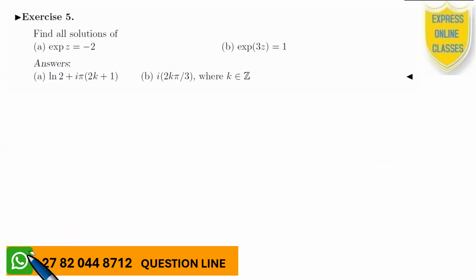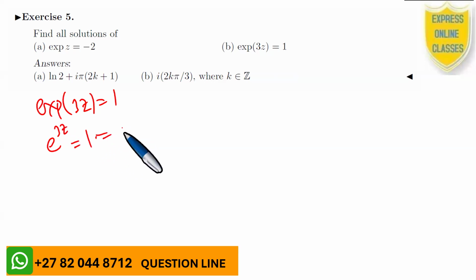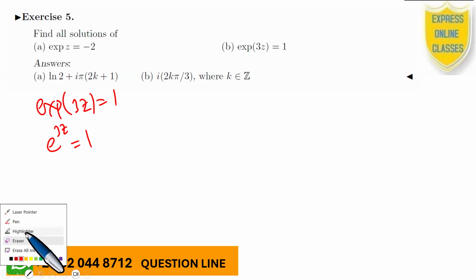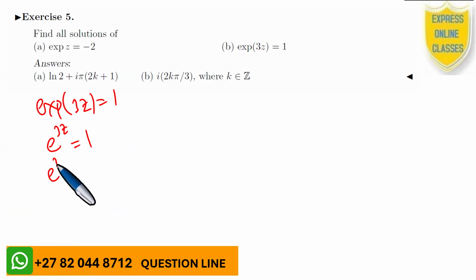Let us look at the next one. Looking at the exponential of 3z equals 1. It's like e to the power 3z. But you see, the 1 can be written as r e to the I theta. Any complex number can be written like this. So the 1 can be written as r e to the I theta.